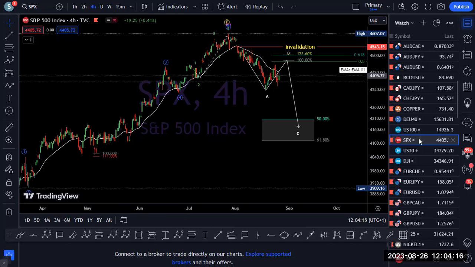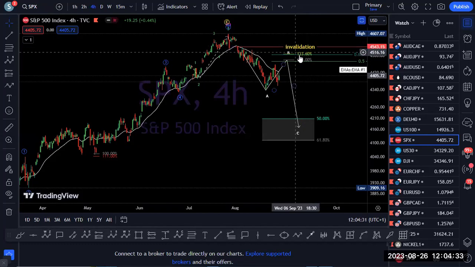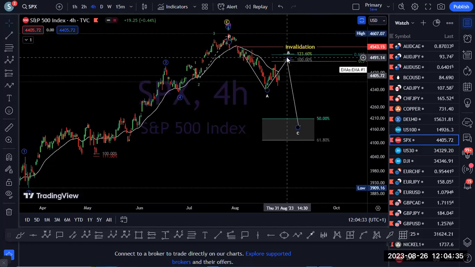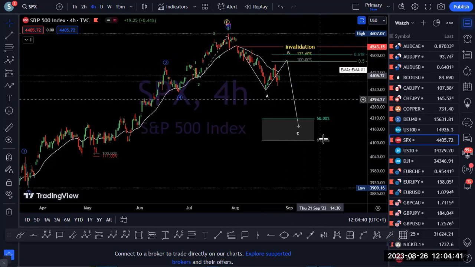S&P 500. The same, this one is simple. Just look for a move up to give us A, B, C inside B and then sell. So nothing much to sell from here. Look for a sell setup above 4491, around 4490, 4480, 4490. Look for a sell setup there.